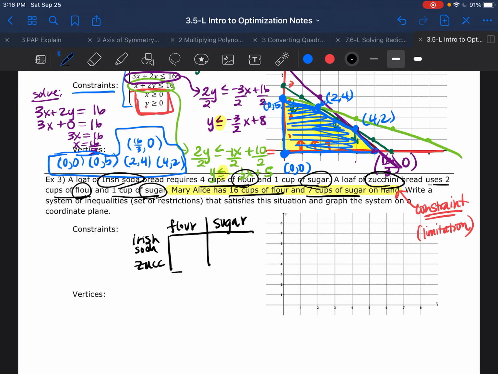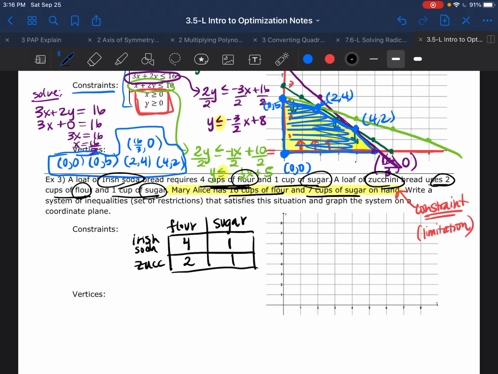And so once you make your table, put the information they gave you. And so it says Irish soda bread requires 4 cups of flour, 1 cup of sugar. Zucchini bread requires 2 cups of flour and 1 cup of sugar.